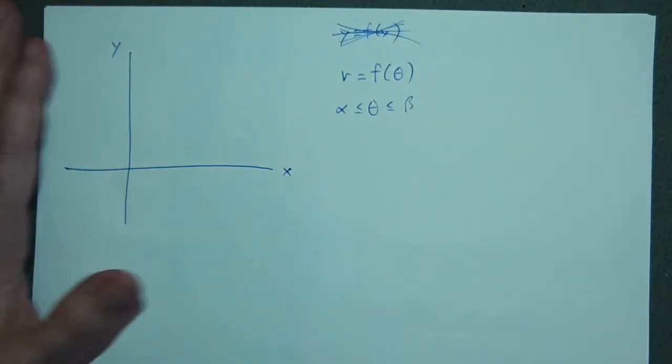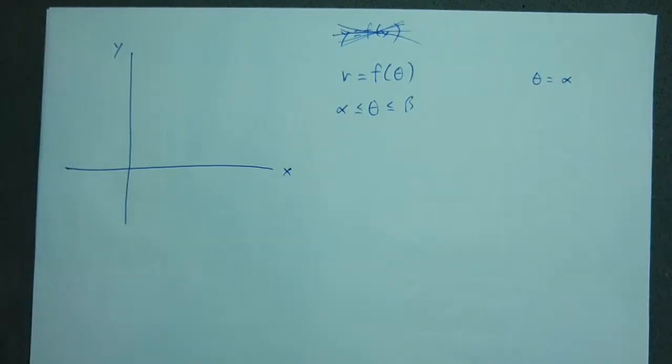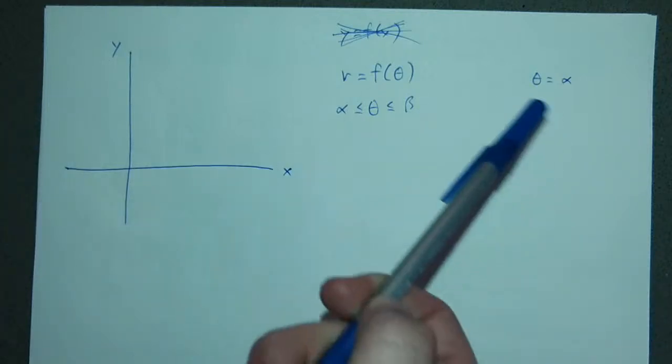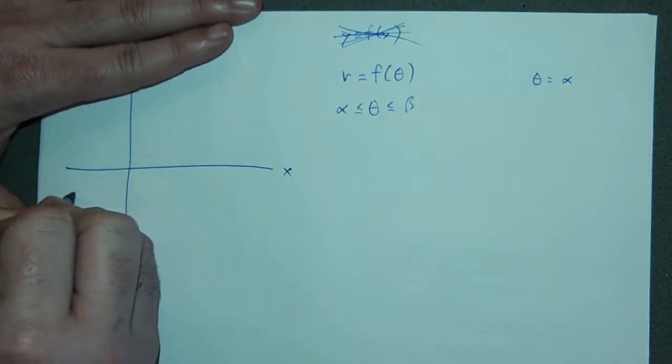You might recall, if theta is equal to alpha, what does that look like in the xy plane? What does the equation theta equals alpha look like? Think about it. I'm thinking of all points (r, theta) in the xy plane that satisfy this angular equation theta equals alpha. Any point that has angle alpha is going to lie on whatever this thing is. What is this thing? It's a line, just a line through the origin.